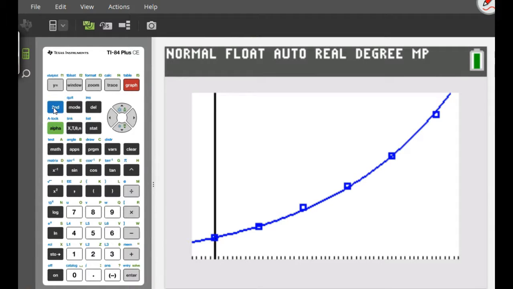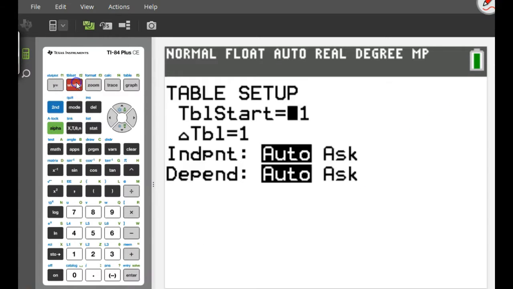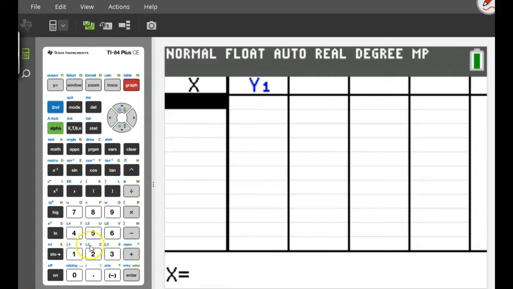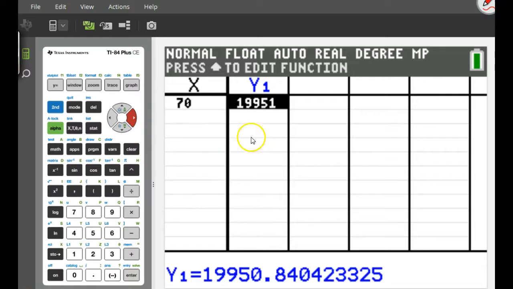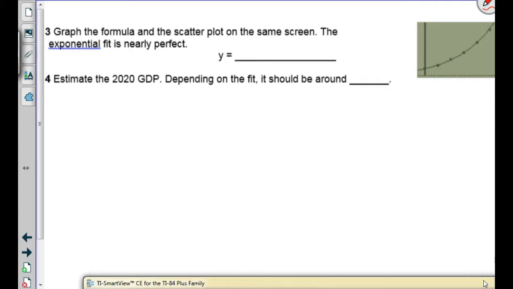Now, how do you turn it on to Ask Auto so you don't have to scroll for 3 weeks? It's under second window. Okay, if I put it on Ask Auto, then when I go to the table, 2020 is how many years after 1950? So we're going to subtract 2020 minus 1950 and get 70. And so we get a GDP of almost 20,000, right? 19,951 rounded to the nearest whole number.